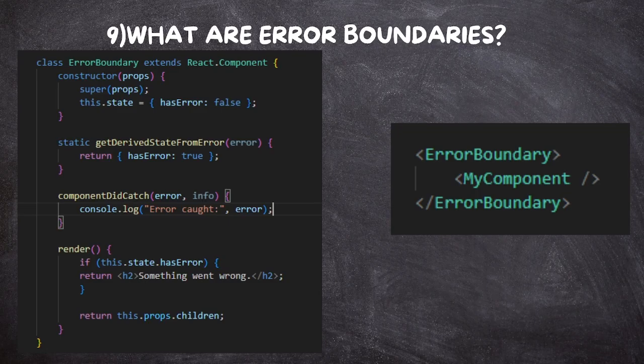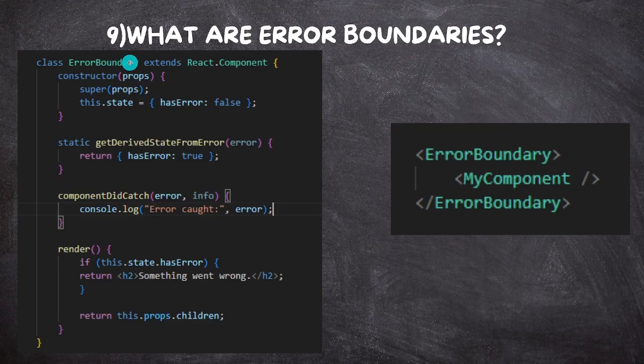Now, why do we need error boundaries? React is great at rendering UI, but it doesn't automatically handle runtime errors. That's where error boundaries come in. They act like a safety net. If something breaks inside the boundary, it catches the error and shows a fallback UI instead of crashing the whole app. Now, how to create an error boundary?